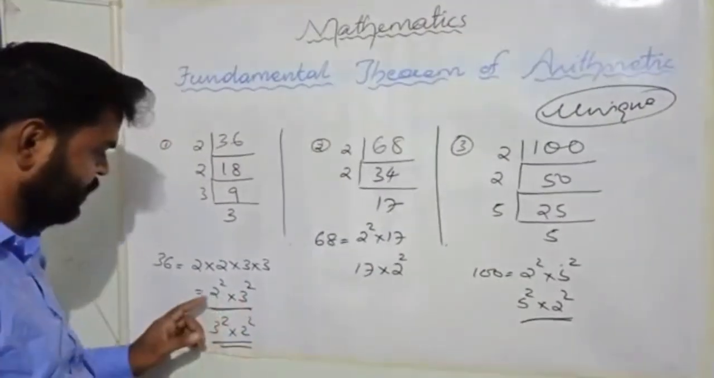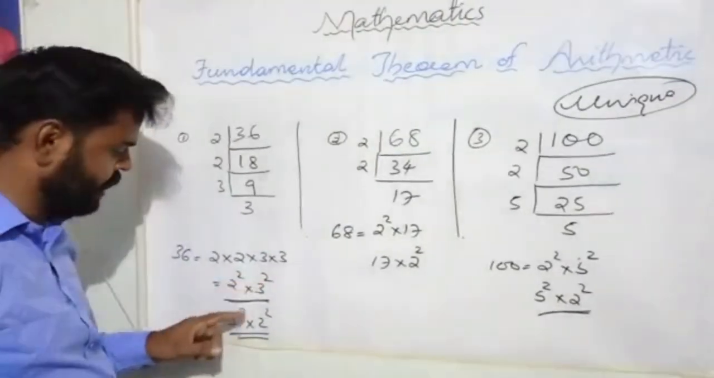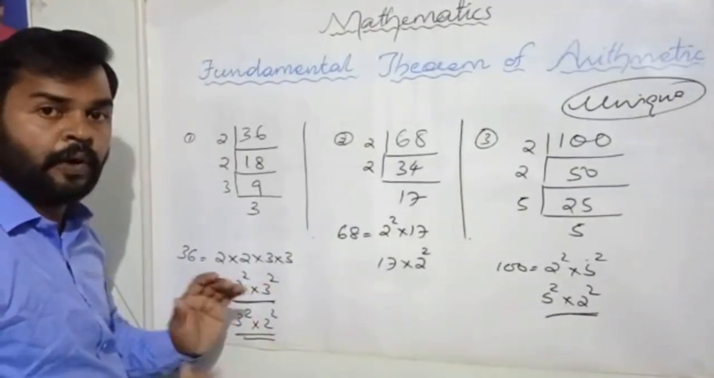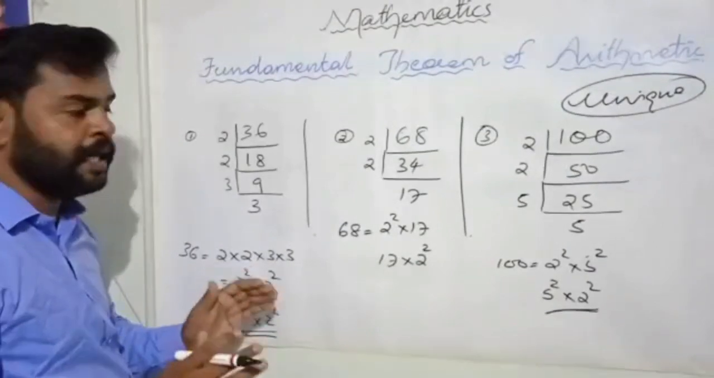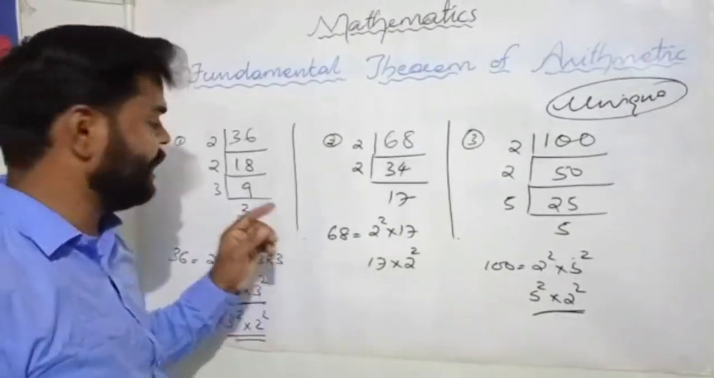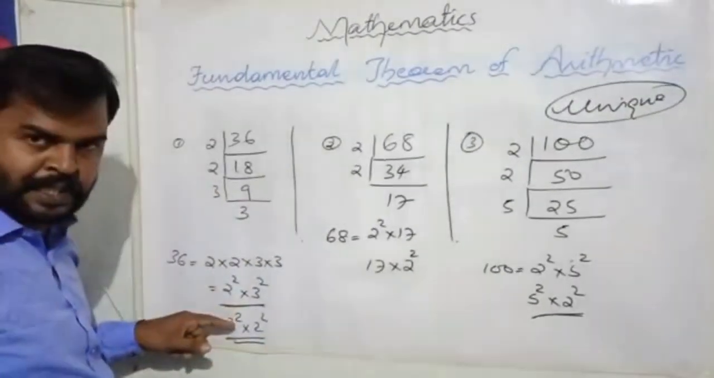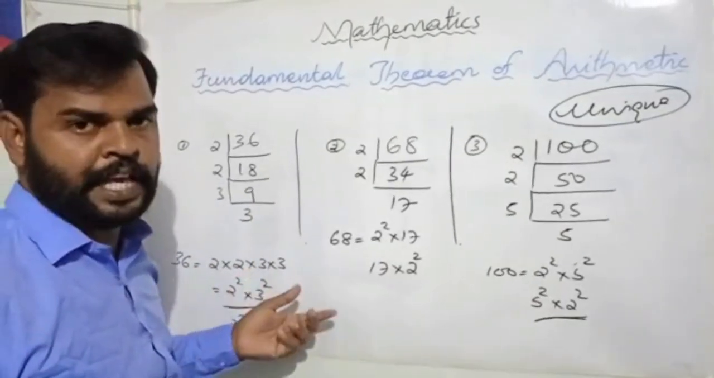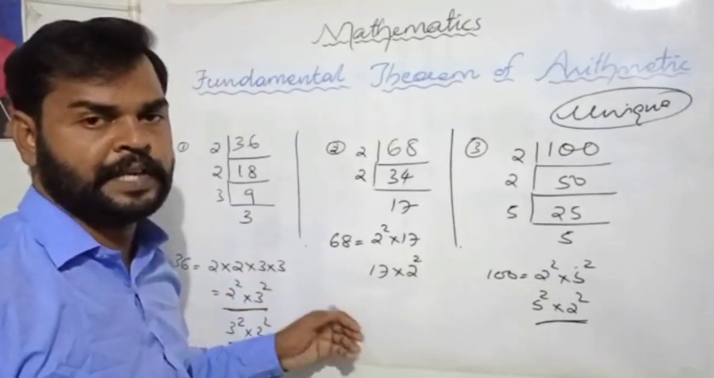Order may change. 2 square into 3 square, here 3 square into 2 square. Order may change, no problem. But every composite number can be expressed as the product of primes. This prime factorization is unique apart from the order in which the prime factors occur.